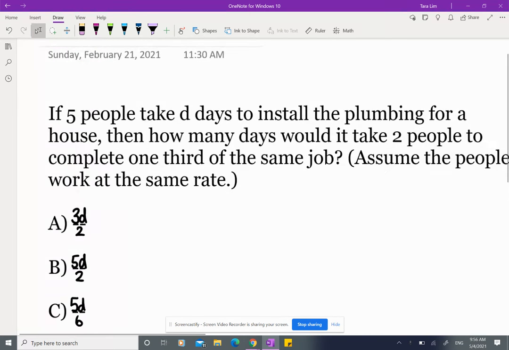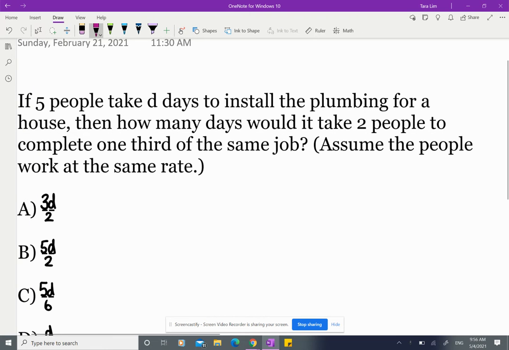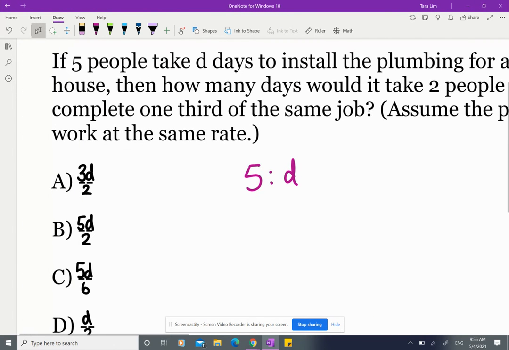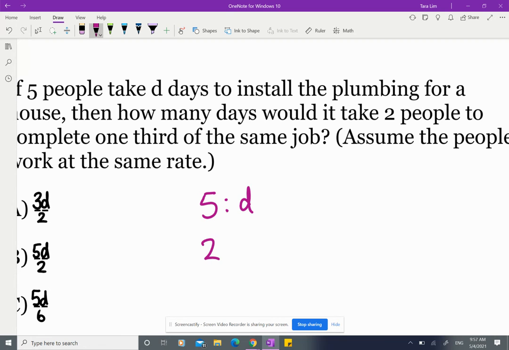So, first of all, it says 5 people take D days. So 5 people, let's write it out as a ratio. You don't know how many days, so we're just going to write it as D. And now it's asking for 2 people to complete 1/3 of the same job. So first of all, let's just ignore the 1/3 right now. Normally we would just plug in the 2 here and then calculate x.